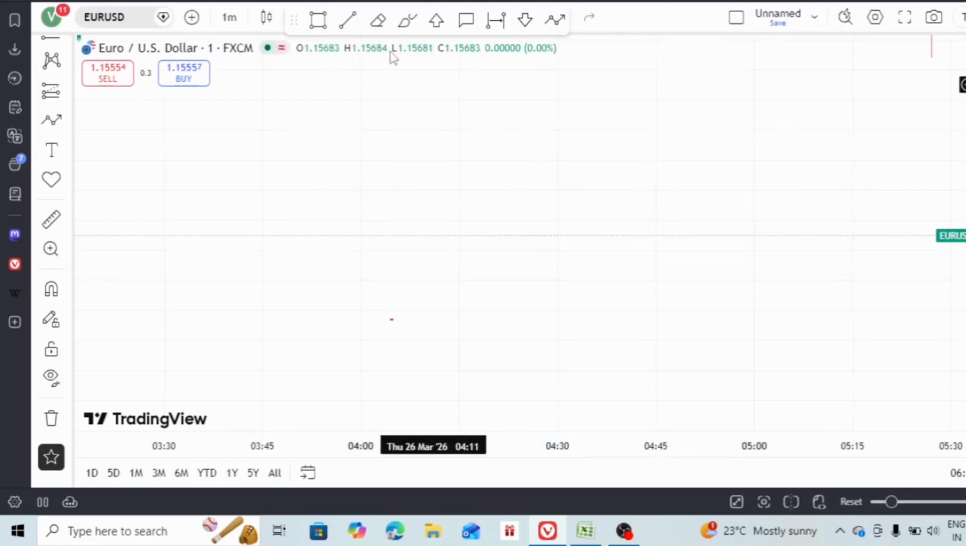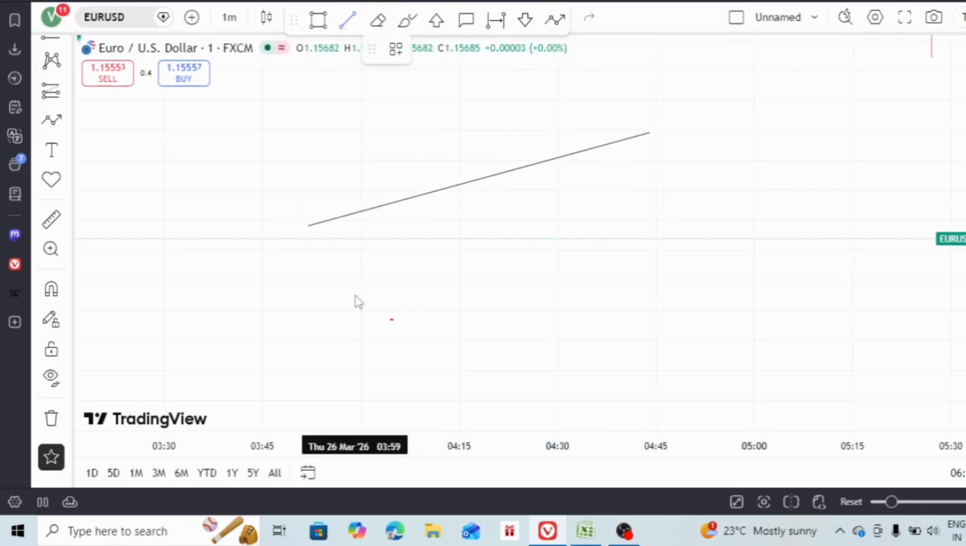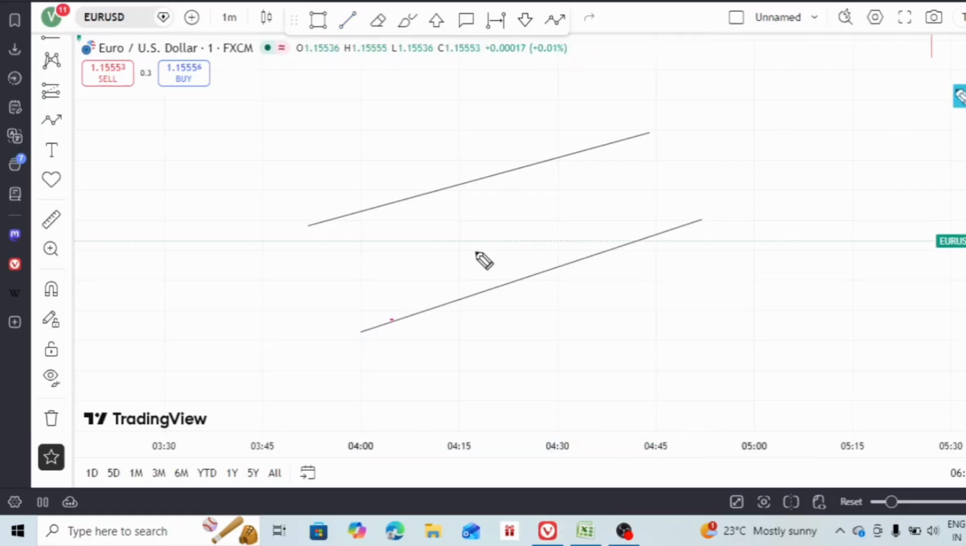And then it can also move in a direction like this. So the price is moving in a range. Okay, so this is the range here. The price was just moving between these support and resistance levels. So these are the ranging market.